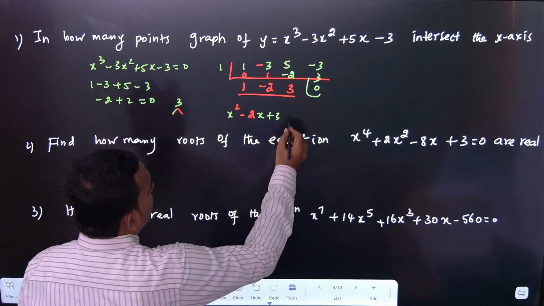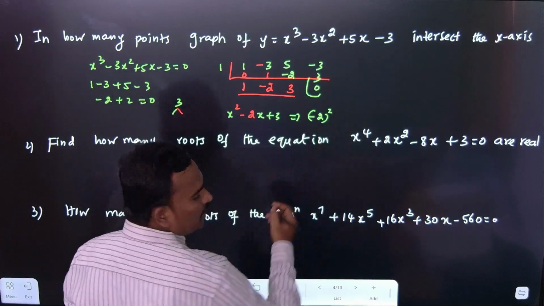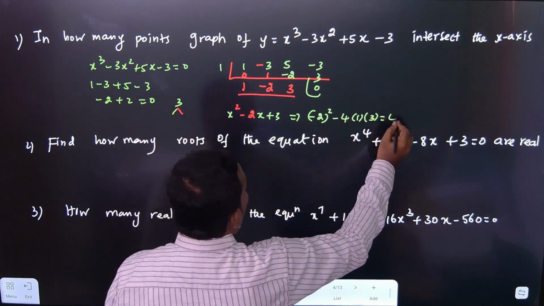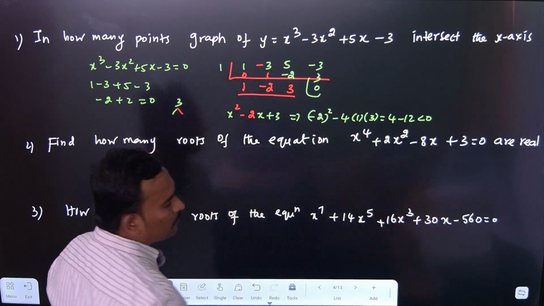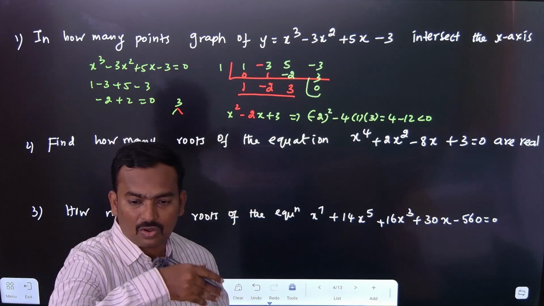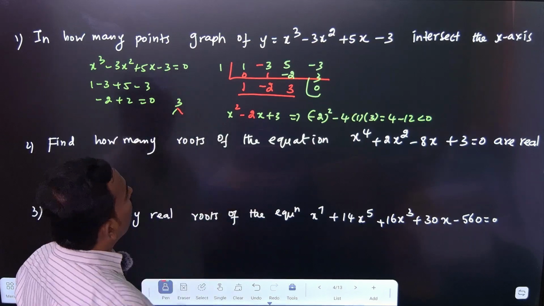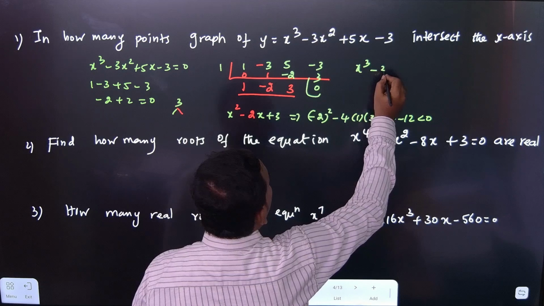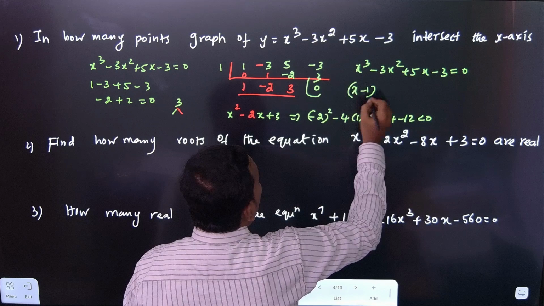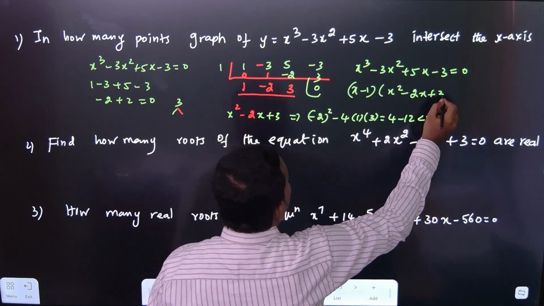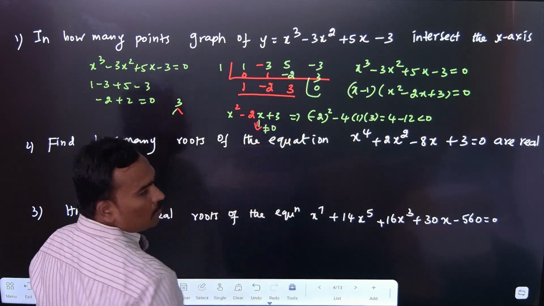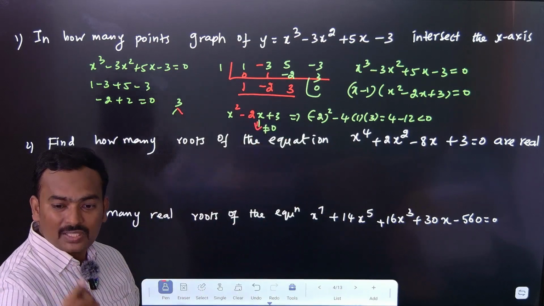You can check the discriminant here. So minus 2 whole square, b square minus 4ac. Minus 4 into 1 into 3, that is 4 minus 12, which is less than 0. So definitely the discriminant is less than 0, and the graph will not cross the x-axis. Okay, so therefore the cubic polynomial x cube minus 3x square plus 5x minus 3 is equal to 0 can be written as x minus 1 into x square minus 2x plus 3 equal to 0. But you know that the quadratic factor will not equal 0. Why is this not equal to 0? Because it's not crossing the x-axis.